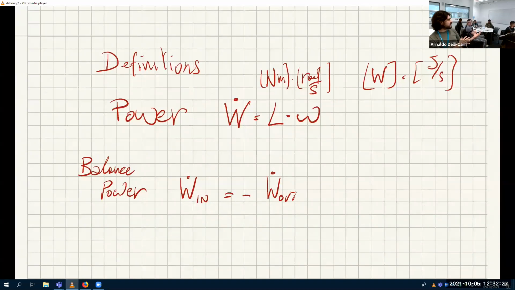So the power in is the same number as the power out, but with the opposite sign. Because L and W, this is what I'm saying, if they have the same sign, this is power in, and even if they both have a negative sign, it's also power in. If one is positive and the other is negative, it's power out.